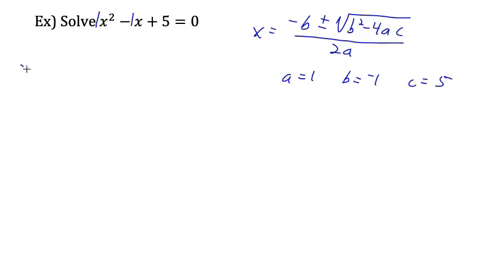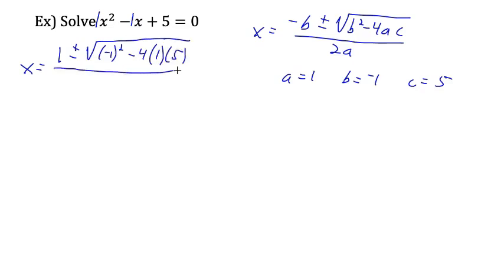All right, so here we go. We're solving for x. x equals the opposite of b. Well, b is -1, so the opposite of b is +1. So the opposite of b plus or minus the square root of b squared minus 4 times a times c, all of that over 2a.